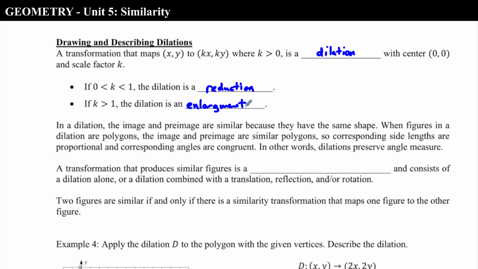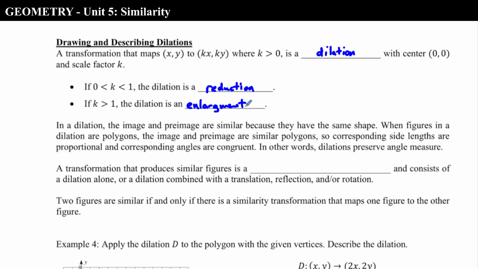If k equals 1, then you're not growing or shrinking, so you have no dilation. In a dilation, the image and pre-image are similar because they have the same shape. When figures in a dilation are polygons, the image and pre-image are similar polygons, so the corresponding side lengths are proportional and the corresponding angles are congruent. In other words, dilations preserve angle measure, which is exactly what we were talking about with similarity in this section.